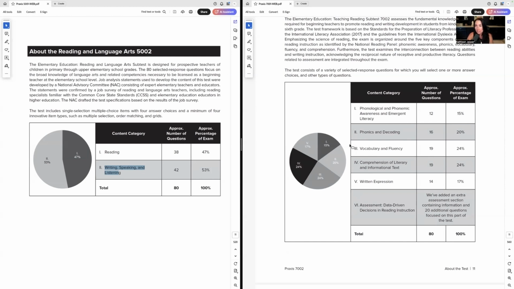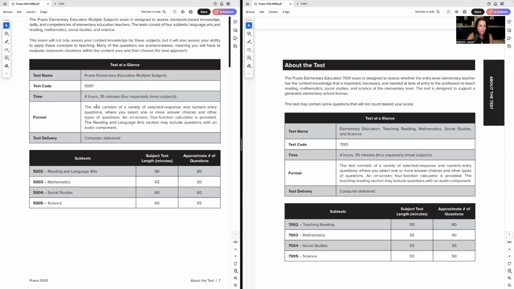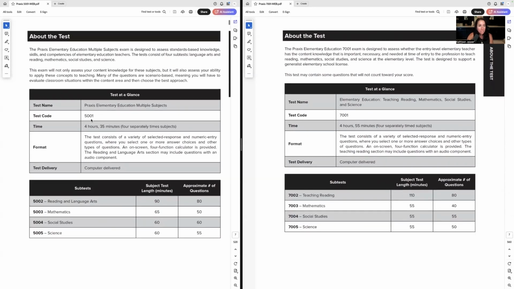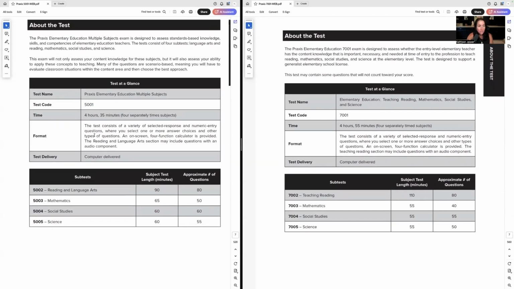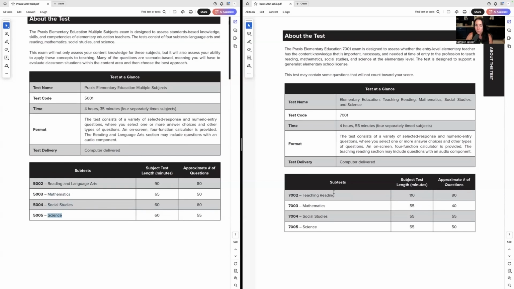Now, this is really the only thing that has changed. When it comes to the science and the social studies and the math, the 7001 is basically the same. Let's go up to the blueprint for the entire exam for each side. Okay, so you can see that this is the old one on the left-hand side, the 5001. We have 4 subtests: 02, 03, 04, and 05. 02 is reading and language arts. 03 is mathematics, 04 is social studies, and 05 is science. Similarly, we have 7002, 03, 04, and 05 over here, but the 7002 is no longer reading and language arts. It's called teaching reading. I just showed you the blueprint for that. But the math, the social studies, and the science remain the same.